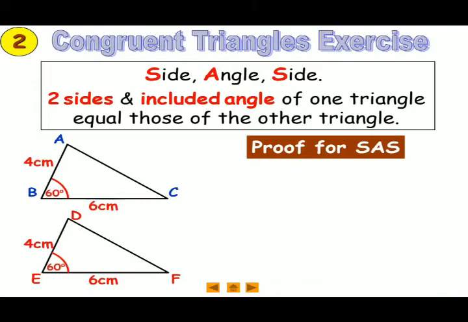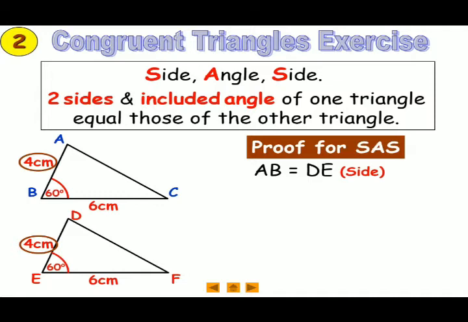Now next, here one example is given. Here ABC and DEF, two triangles are given to you. You have to prove that SAS, what we have learned, that is correct or not. First step will be, AB and DE, both the measurements are equal, so we can write down that AB is equal to DE.